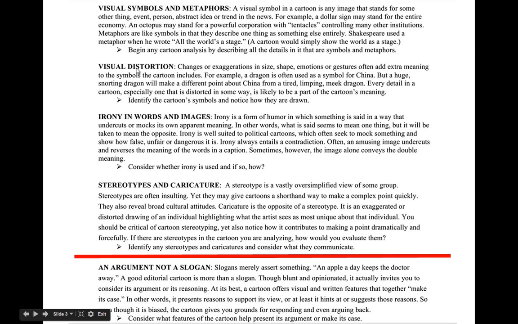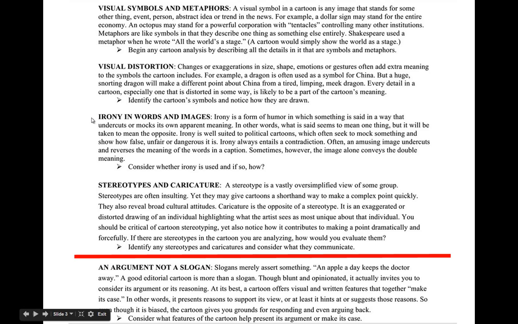The second one is distortion. Visual distortion is the exaggeration or the change in the size or the emotion of something. So let's say, like in here, it talks about how a dragon is a symbol for China. Well, that would fit as a symbol, but the size of the dragon would make an emphasis of visual distortion, that the emphasis of one thing being too large or too small, to really sort of compare two things, or the word is called juxtapose, two different elements together in a cartoon.